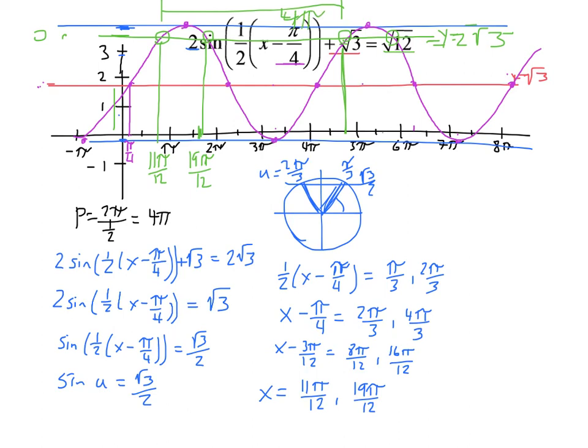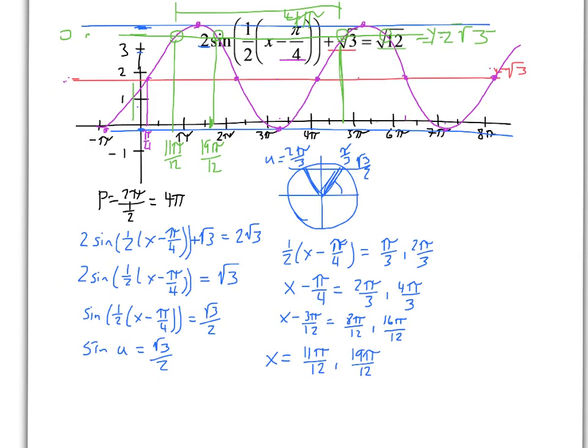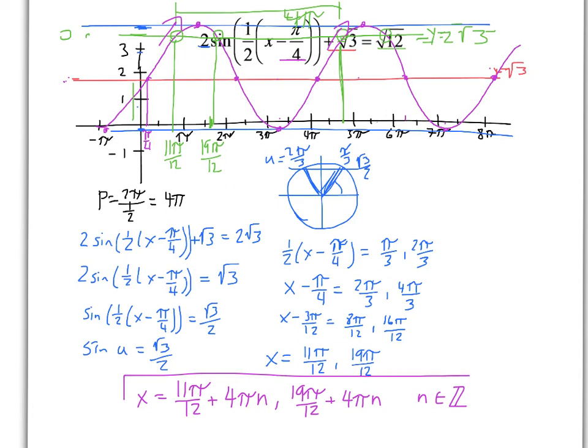So we're ready to write our final solution here. So we're going to have both the ones on the upswing, which is these. So that's x equals 11 pi over 12 plus the period, so not 2 pi n, but 4 pi n. And then the downswing ones, 19 pi over 12 plus that period, 4 pi n. And remember, n is an integer. Okay, a lot to that one.